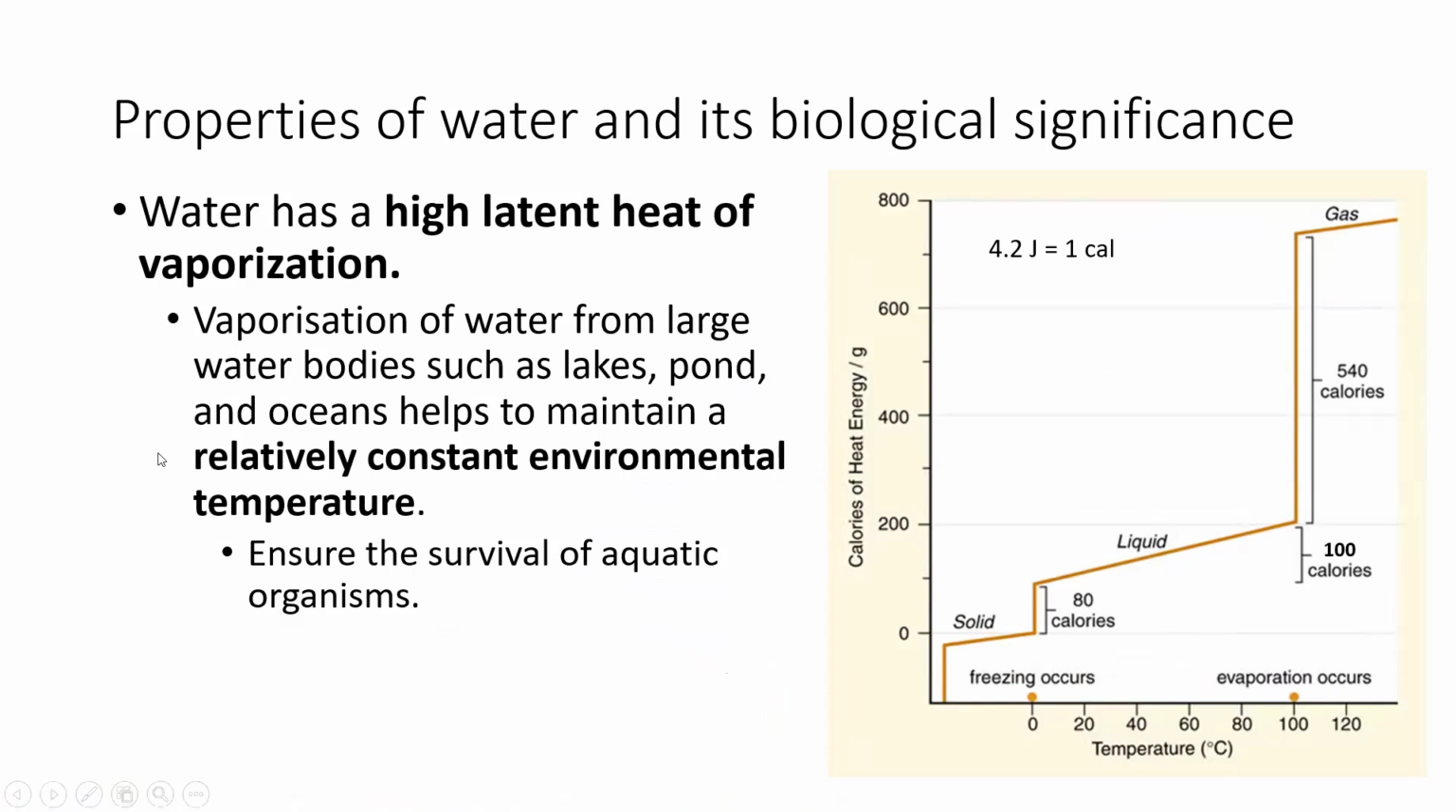Vaporization of water from large water bodies such as lakes, ponds, and oceans helps to maintain a relatively constant environmental temperature. This is to ensure the survival of aquatic organisms. So again, when water evaporates from water bodies such as the ocean, a large amount of heat energy is lost from the water body, so this can maintain the relatively constant temperature of the ocean. This is very important to ensure the survival of aquatic organisms.